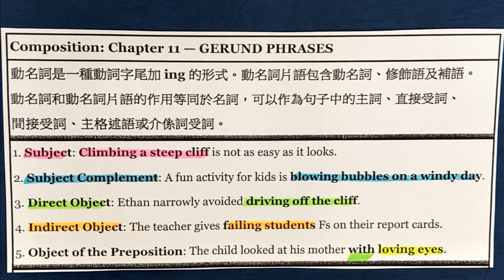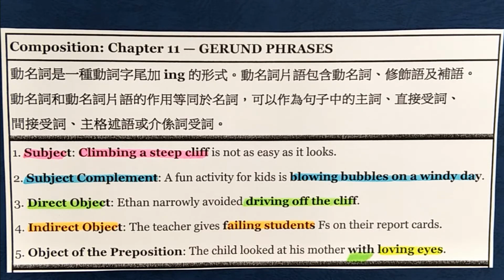Number 4, a gerund can be an indirect object. The teacher gives failing students F's on their report cards. Failing students is the indirect object. Number 5, object of the preposition. The child looked at his mother with loving eyes. With is the preposition. Loving eyes is the object of the preposition. These are all examples of gerunds being used as nouns.